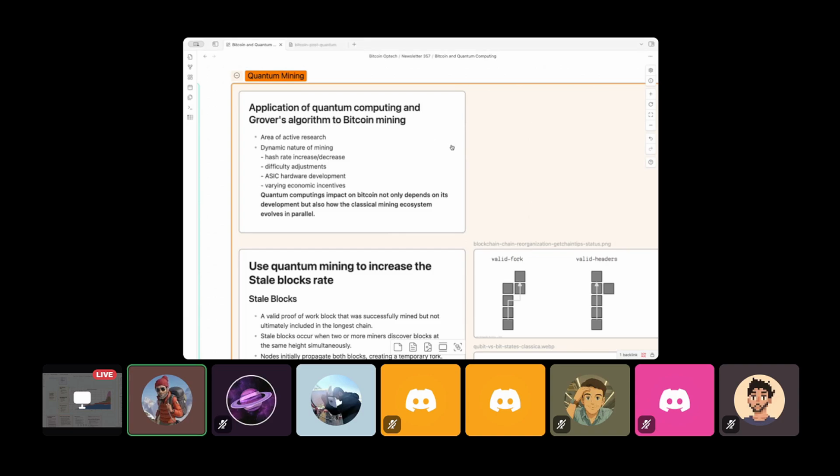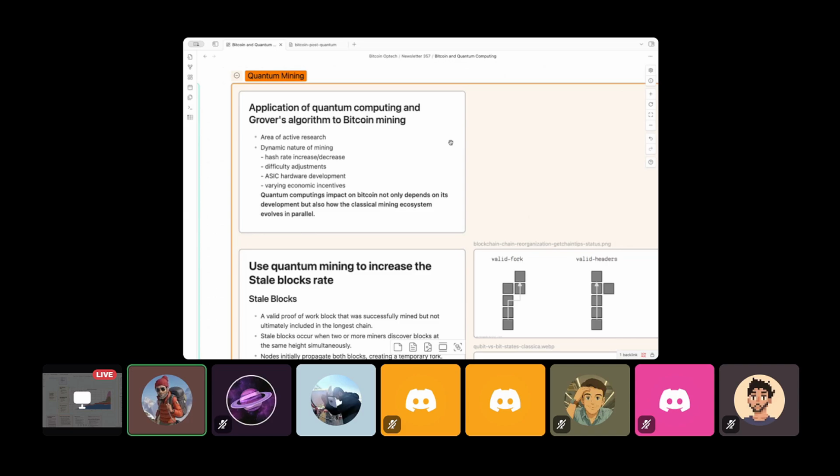So mining itself is very dynamic. The hash rate keeps on increasing or decreasing. Recently, we had a very high hash rate crash, and we are looking at a significant difficulty adjustment in the coming days. So this hash rate is highly variable. The quantum miner, if at all it is realized, has to be engineered in such a way that it can work in such an environment. And we should also keep in mind the ASIC hardware development that is happening parallel to the quantum miners.